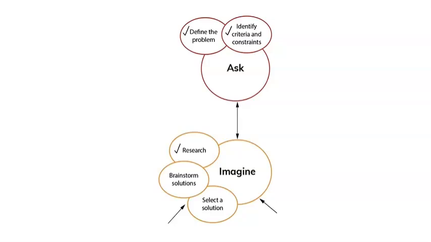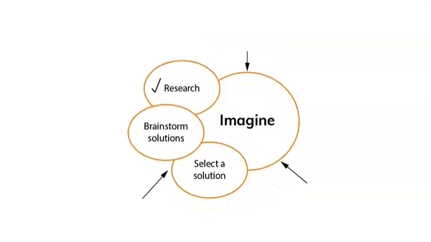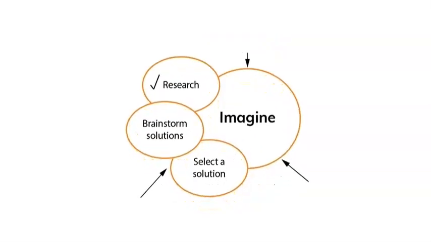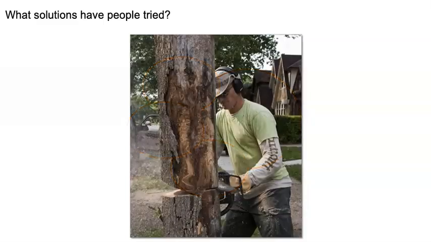We identified our criteria and constraints, so we're finished with the ask stage. Let's move on to the imagine stage. We already conducted research. I think it's time to brainstorm and select a solution. As we work to design an effective solution, we might wonder what solutions people have tried.